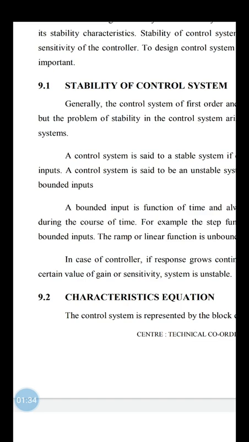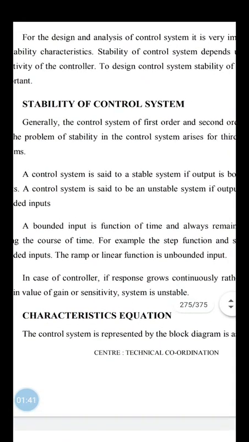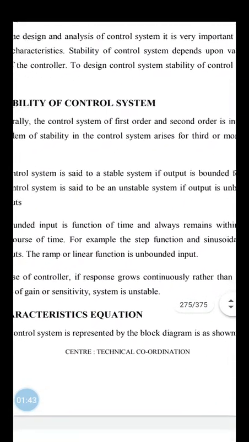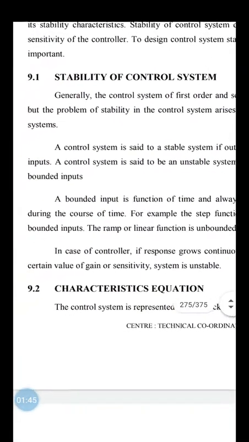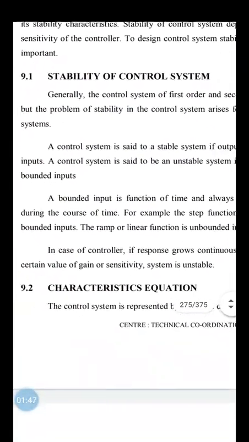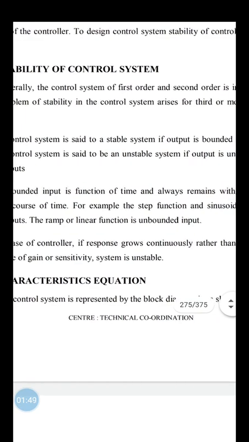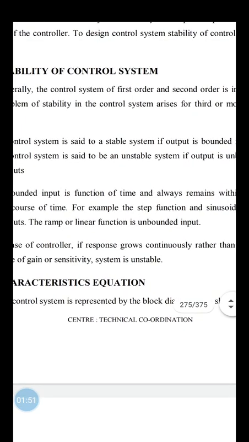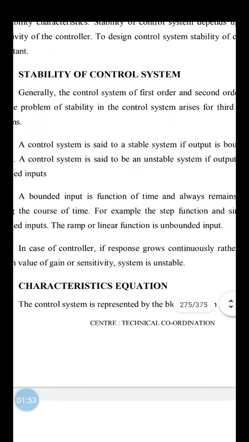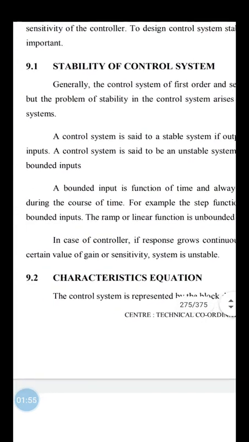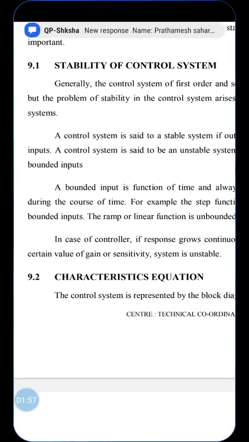Generally, first order and second order systems are said to be inherently stable systems. Actually, the problem of stability in the control system arises from third and more complicated systems. So if the order is third or more, then generally the system is said to be an unstable system.